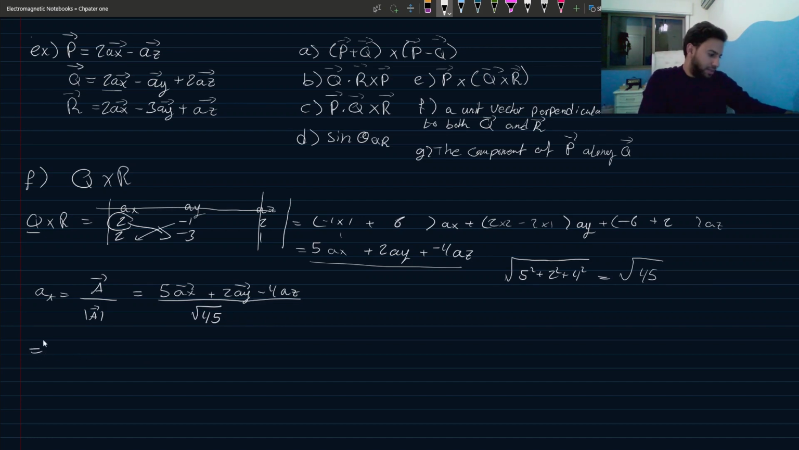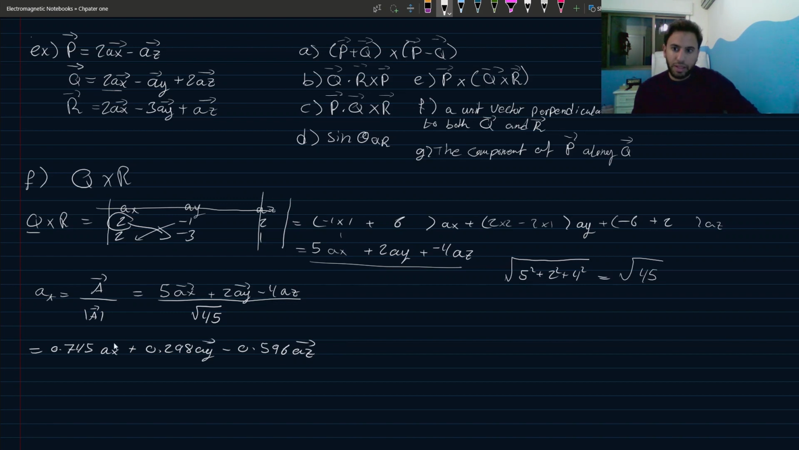And this gives us 0.745ax plus 0.298ay minus 0.596az. That is a unit vector that is perpendicular to both Q and R.